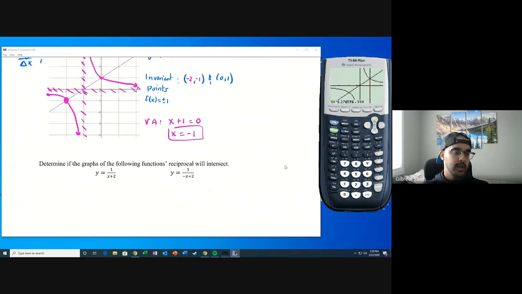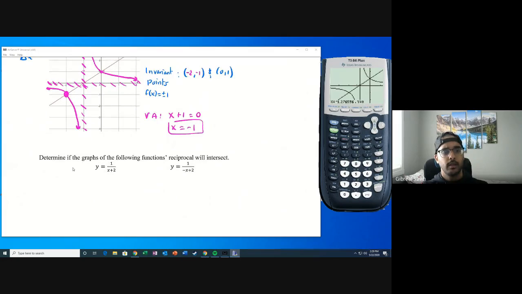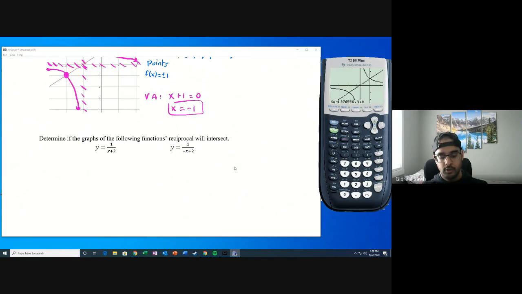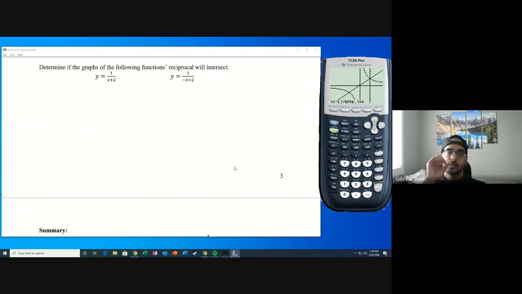Underneath, we are also asked something else. Determine if the graphs of the following functions' reciprocals will intersect. So I've got 2 functions. I need to determine if their reciprocals are going to meet, and if so, we can also find out where. Now let's just take the reciprocals of these first. If we take the reciprocals, one of them is going to be x plus 2. The other one is going to be negative x plus 2, just by flipping the numerator and denominator places.